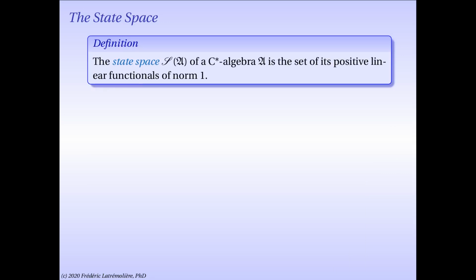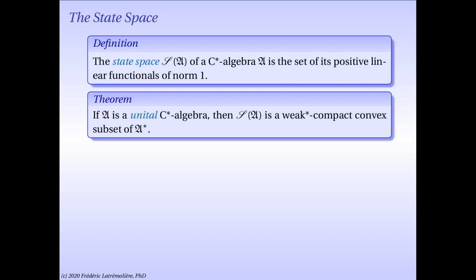So the states are really the positive linear functionals that matter, and in particular you saw from the previous slide, they are sufficient to, say, recover the norm on the C-star algebra. So the state space is an important object, and it's simply the set of its positive linear functionals of norm 1. So it's the set of all of its states. What's notable and quite important is that if you have a unital C-star algebra, then its state space is a weak star compact convex subset of the dual of the C-star algebra.